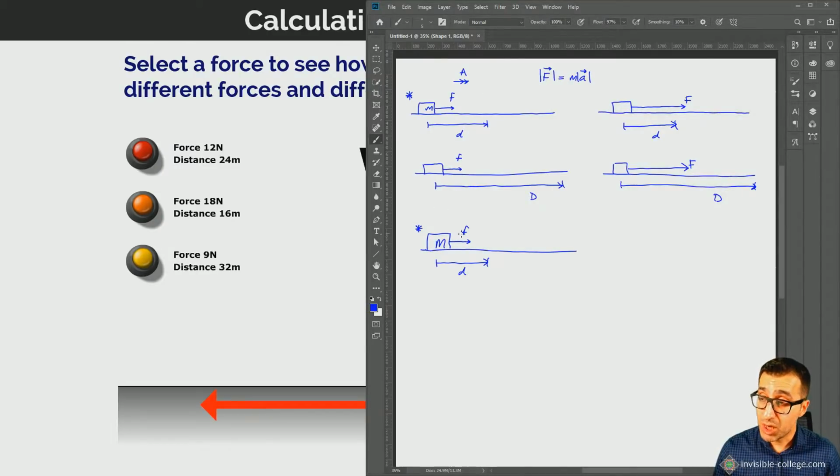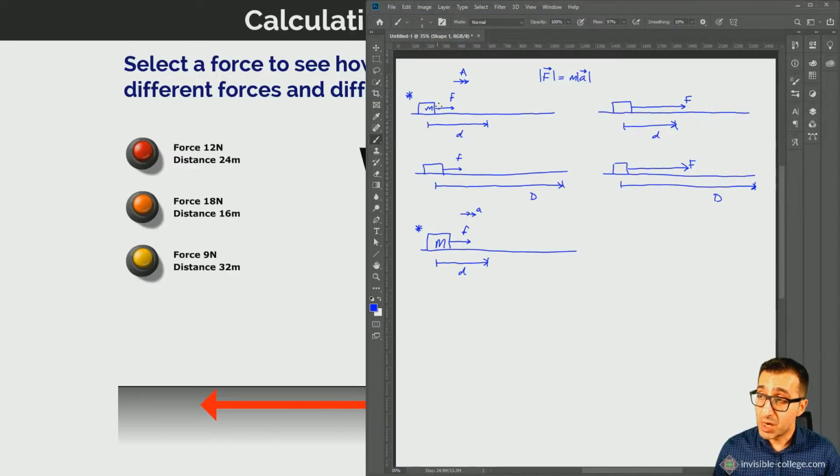In this case, with a much larger mass, if the mass is much larger and the force is the same in both of these two instances, then to calculate the acceleration, we divide both sides by mass. Since we're dividing by a much larger mass, the acceleration will be much less. So in this case, the acceleration, we'll call this lowercase a.